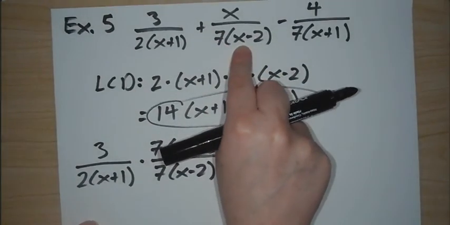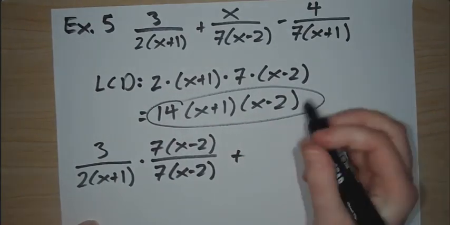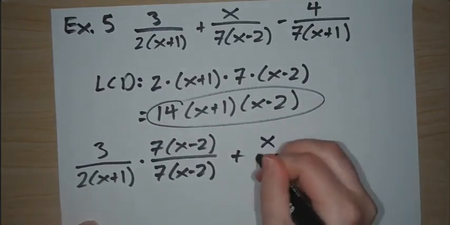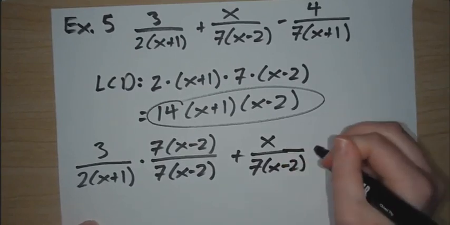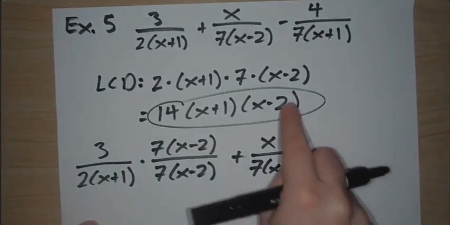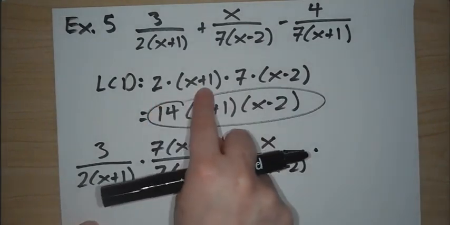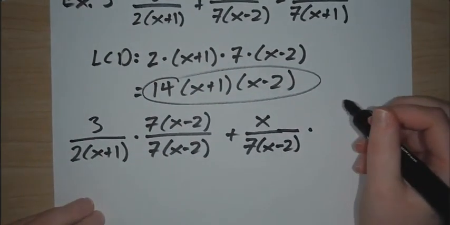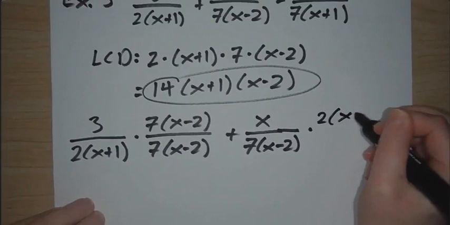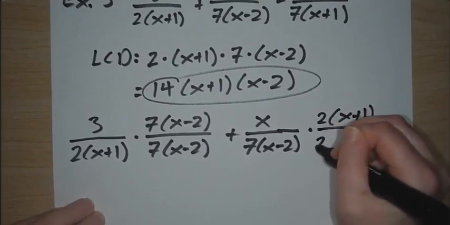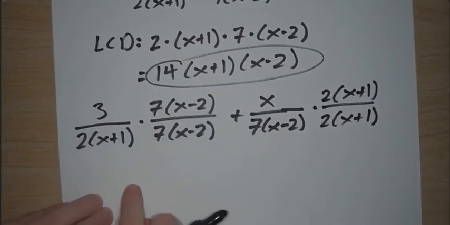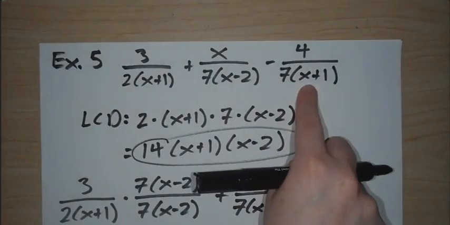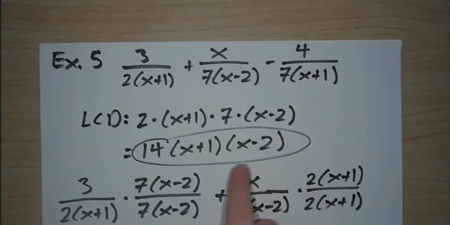And moving on to this next fraction, for x over 7 times x minus 2, we have the factors of 7 and x minus 2, but we don't have 2 and x plus 1, so we're going to multiply by 2 times x plus 1 over 2 times x plus 1.